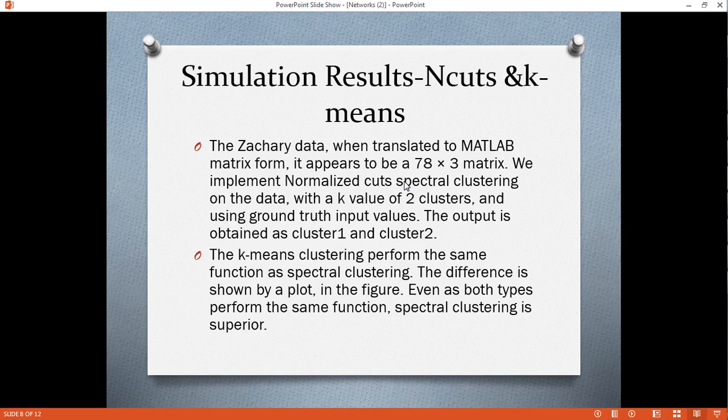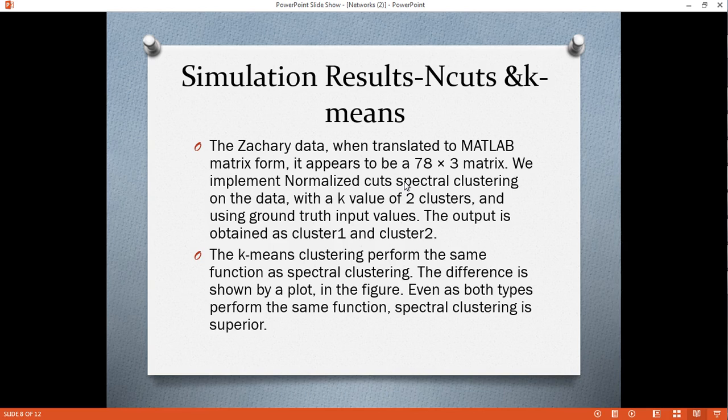We move on to see the simulation results in MATLAB for the NCuts and the k-means. The data set that we use is the Zachary data set, and when translated into MATLAB, it is a 78 by 3 matrix, and the value of k we take is equal to 2, and the output is obtained.